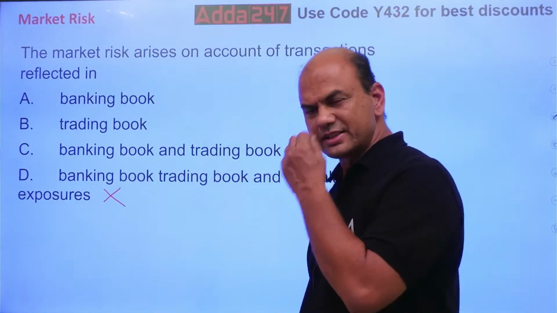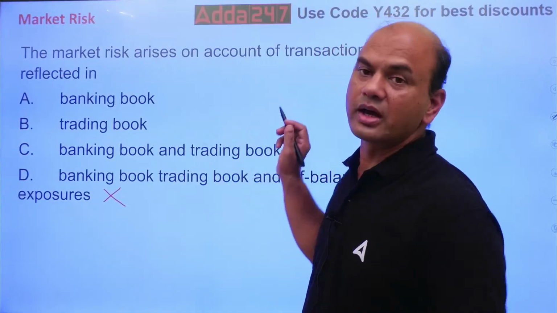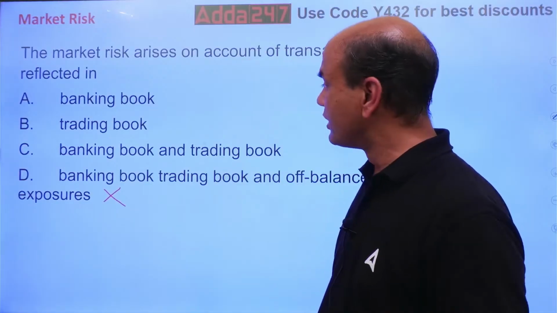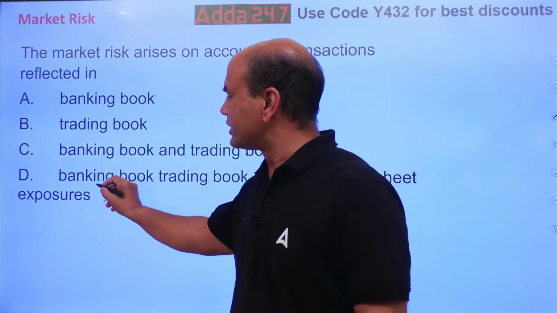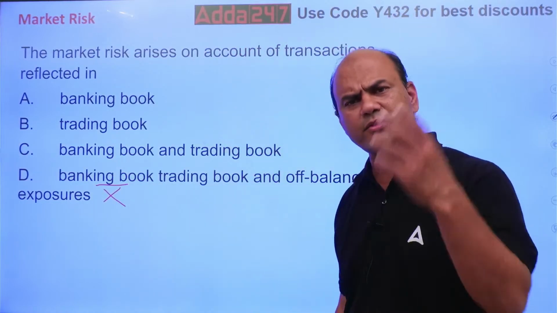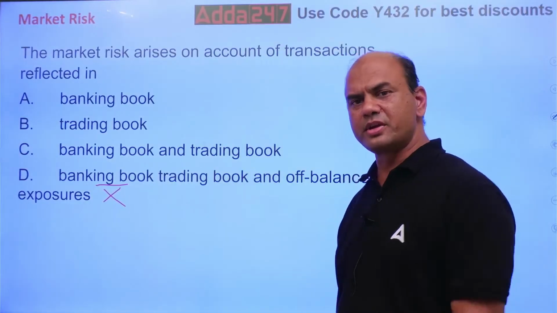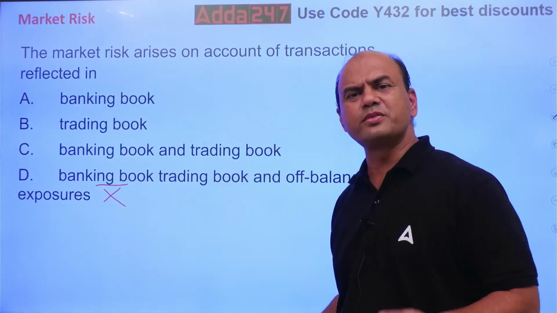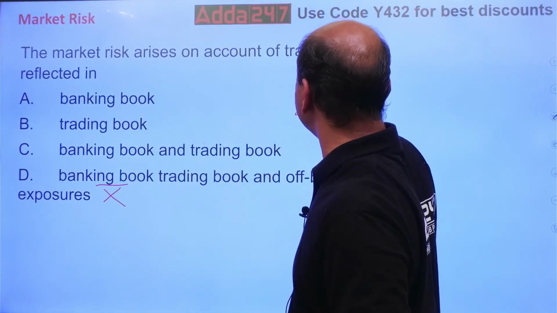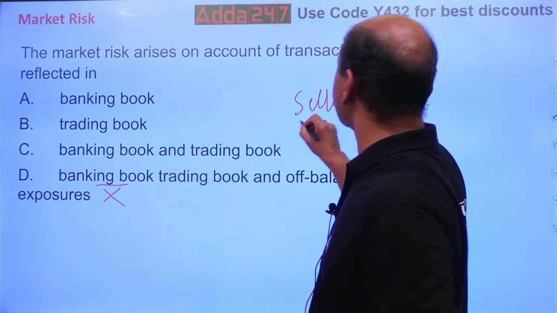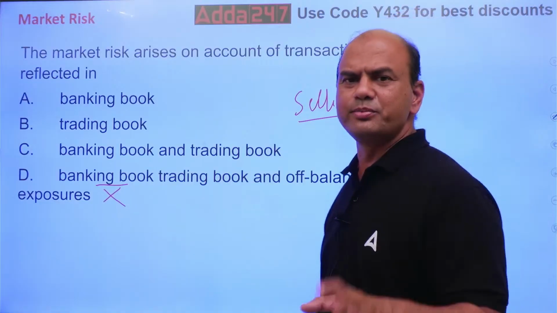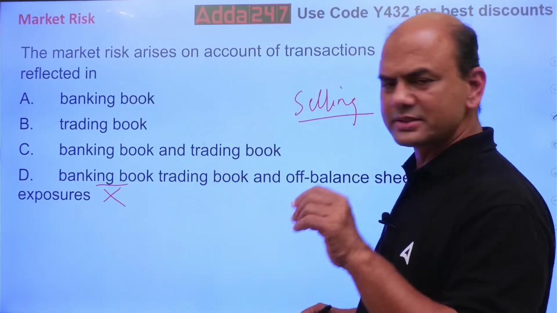Why? Because see this, market risk means what? Unknown, the fear of unknown or the risk due to unknown. In banking book, whichever bond you purchase, you keep it till the lifetime of that bond, till the maturity. So the question of selling doesn't arise here. Market risk arises whenever you have to sell something. If you don't have to sell something, then no question of market risk.